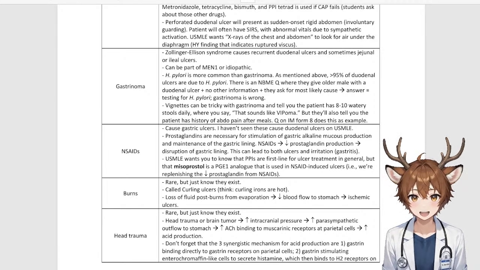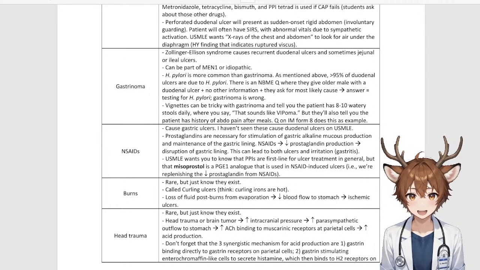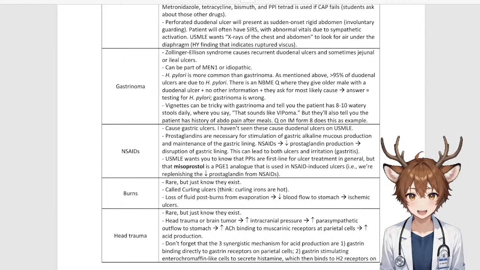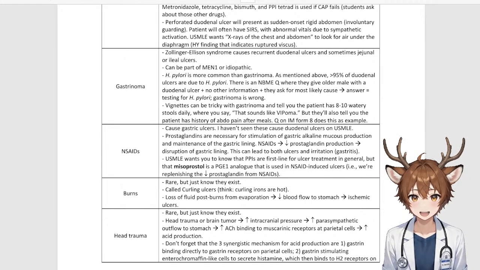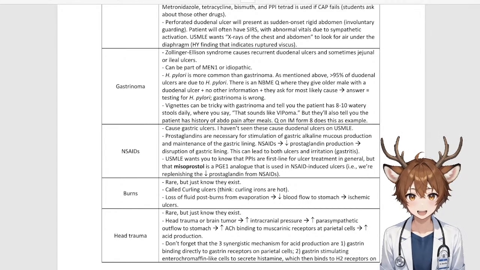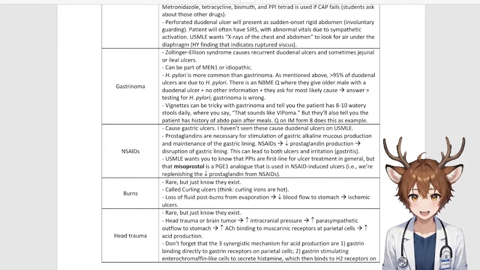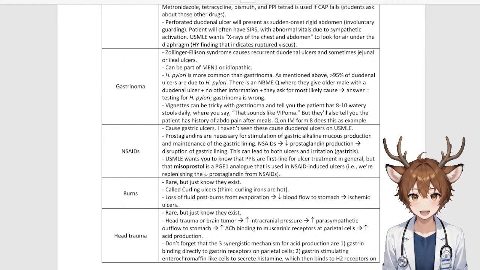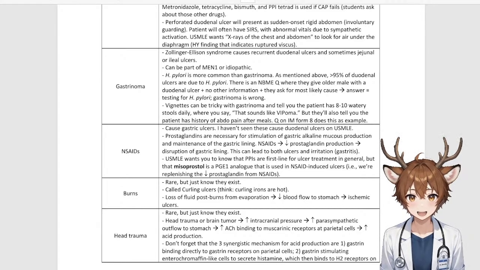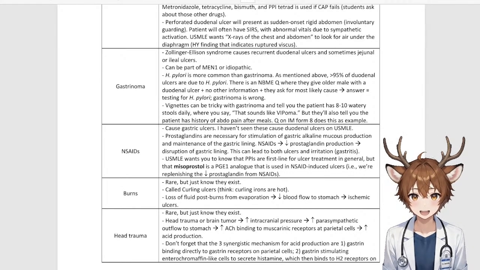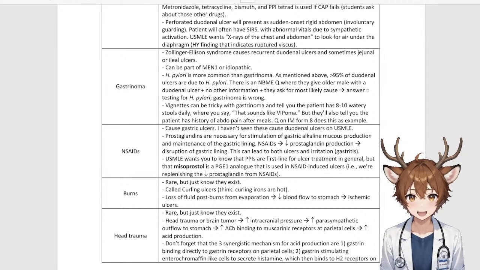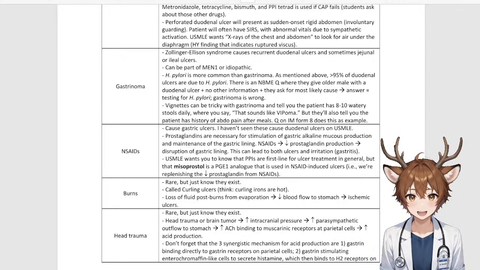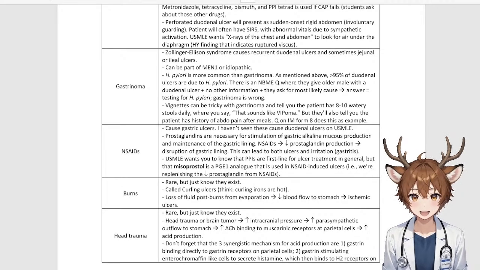NSAIDs cause gastric ulcers. I haven't seen these cause duodenal ulcers in USMLE, but they can cause gastric, I guess, according to USMLE. Prostaglandins are necessary for stimulation of gastric alkaline mucus production and maintenance of the gastric lining. NSAIDs can lead to a decrease in prostaglandin production and disruption of gastric lining. There's a certain kind of prostaglandin, I don't know which one it was, that is involved in cytoprotection of the gastric lining, so that it protects the cells from being destroyed by the gastric acid. And that's being impaired by NSAIDs. The production of that thing is being impaired. So, decrease in prostaglandin production, disruption of the gastric lining. This can lead to both ulcers and irritation, gastritis.